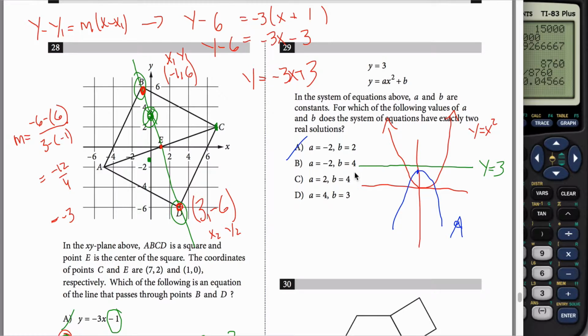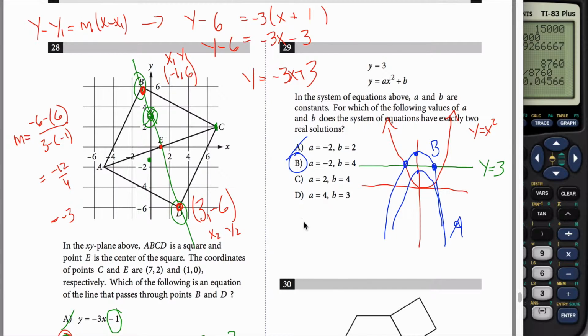What about B? Well, in B, my value of little b is equal to 4. So now my vertex is up here above 3. And since a is negative, this thing opens downward. Looks something like this. Hey, look, that looks like it intersects exactly twice. So B would be my answer.